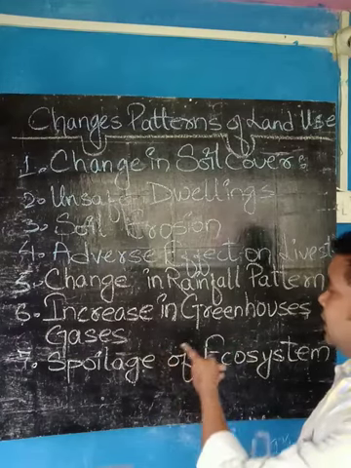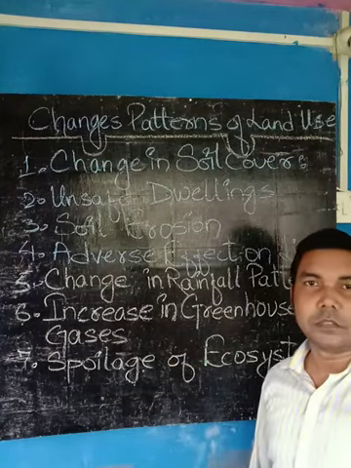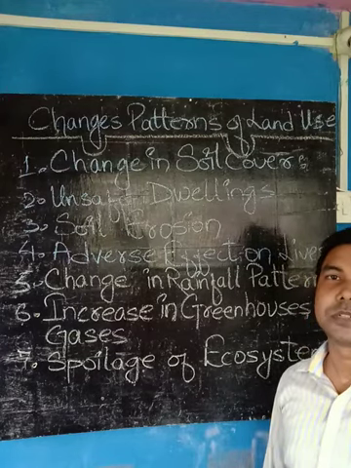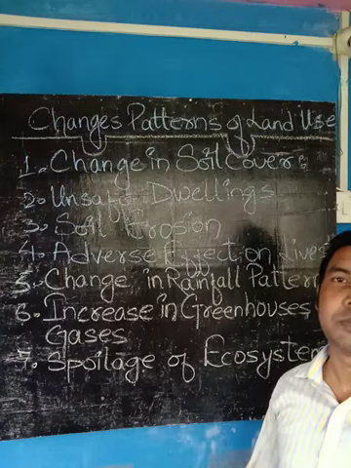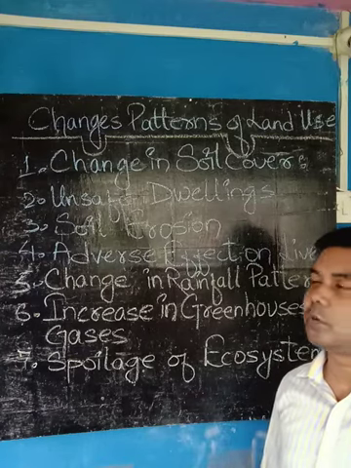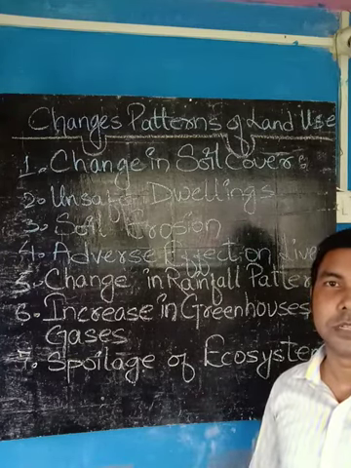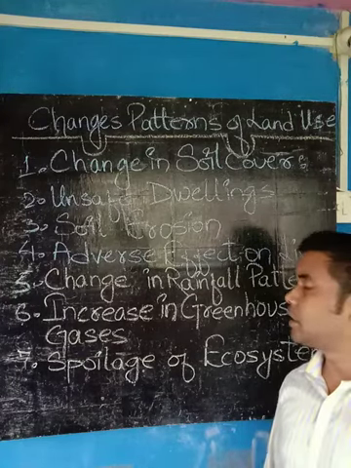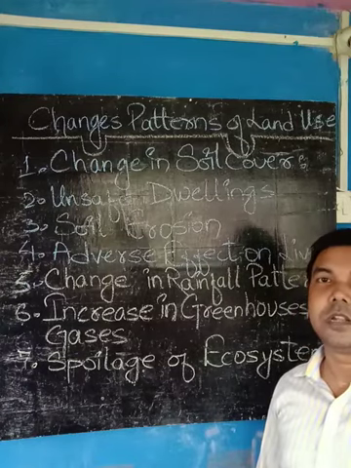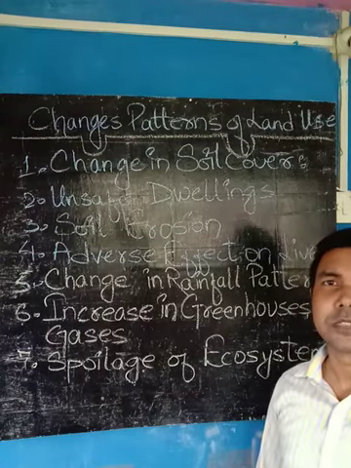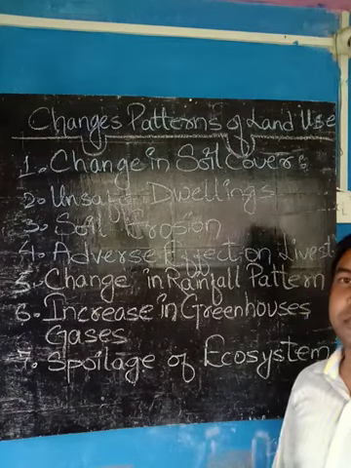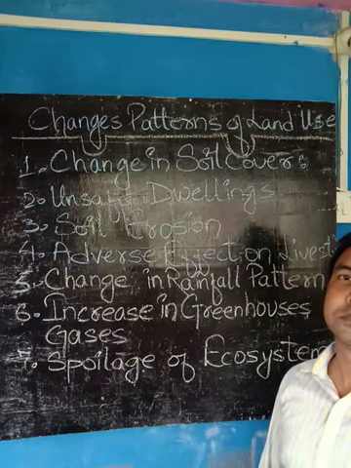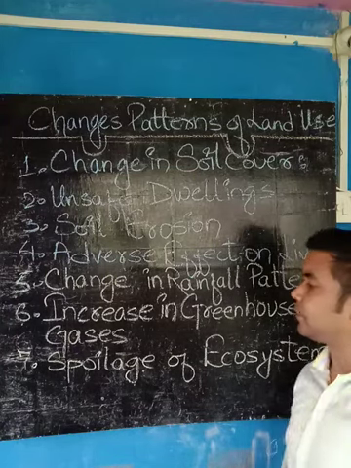Increase in greenhouse gases. The earth is becoming warm day by day, thus increasing the greenhouse gases. So consequently, what is happening? The ice caps, the North Pole and the South Pole, the ice cover is melting. The Greenland, the Antarctic region and all are melting. So ultimately, what is happening? The height of the water is increasing, thus covering the land area. The land area is decreasing.